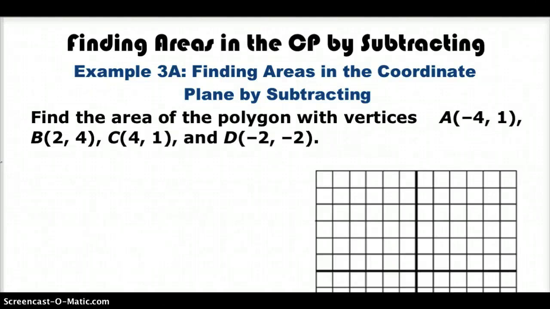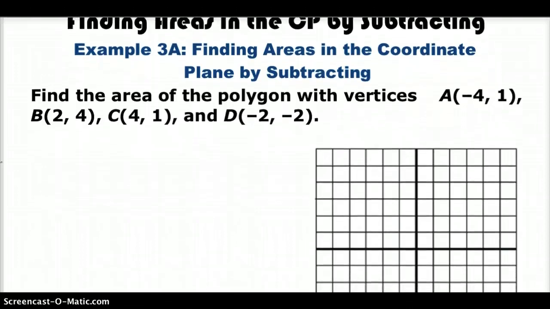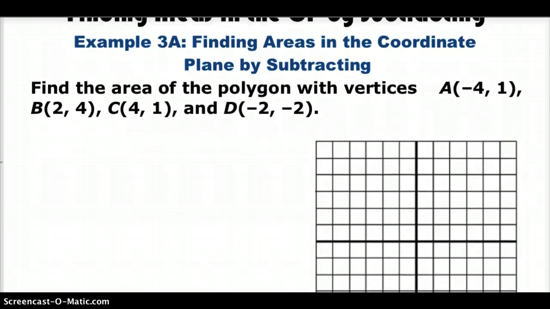In our last example for this lesson, we're going to discuss how we can find areas in the coordinate plane by subtracting. It's a little bit different method than we used before, but it really makes sense if you think about it. This one says find the area of the polygon with these particular vertices.